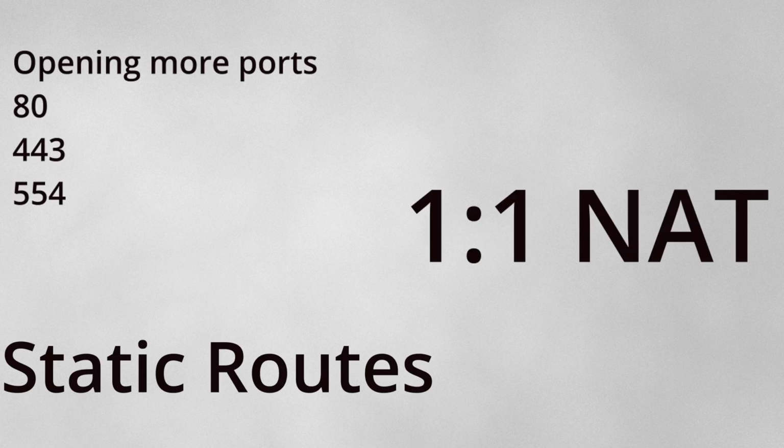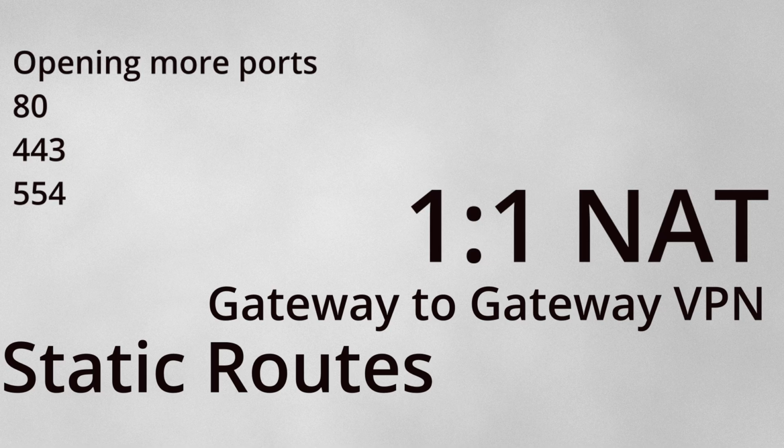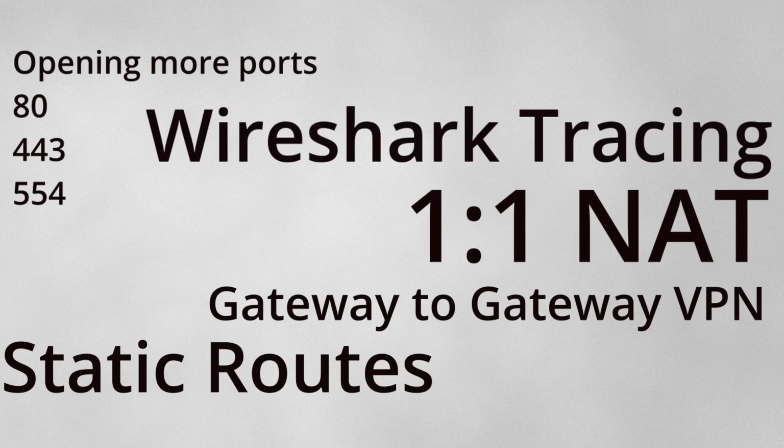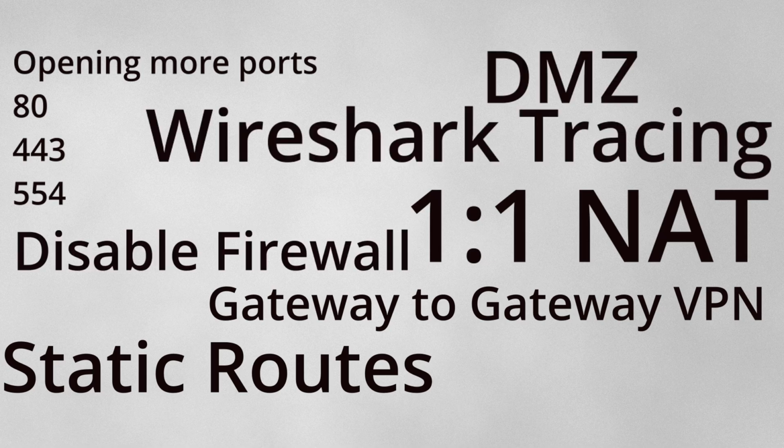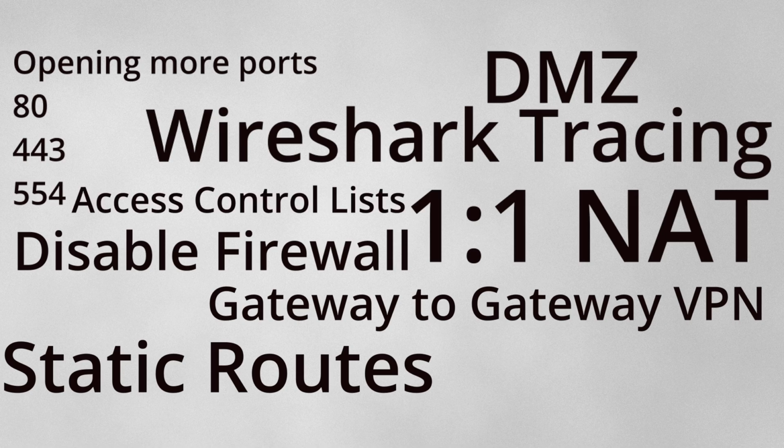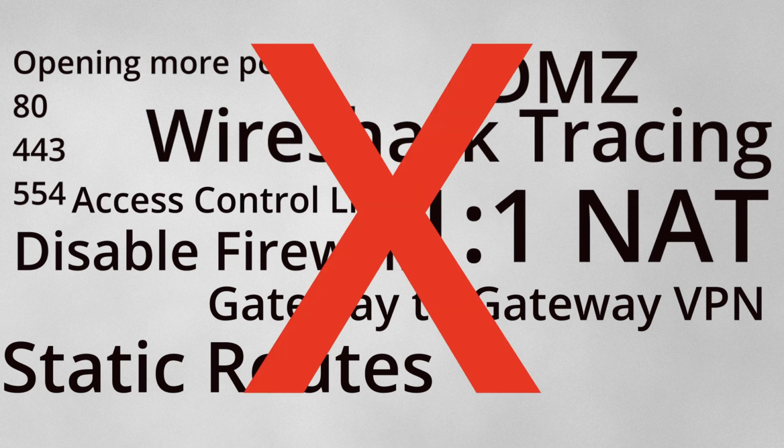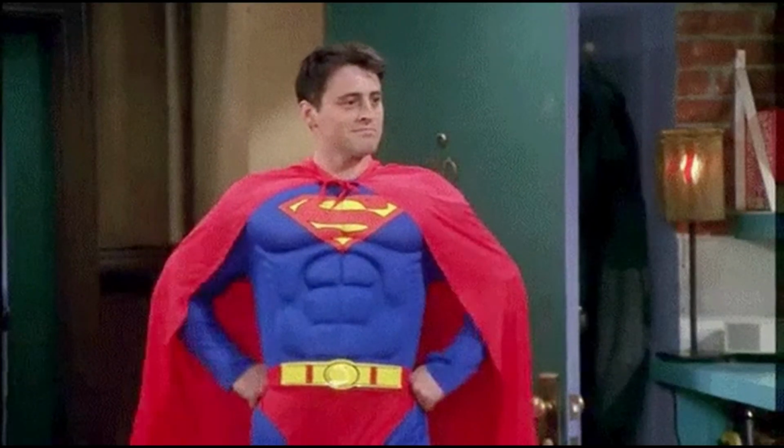We also tried to resolve this by trying out some other methods in the router, such as opening more port forwarding rules, one-to-one NAT, static routing, gateway-to-gateway VPN. We took Wireshark traces, disabled the firewalls, and even enabled the DMZ to the Control4 controller, but it just wasn't getting us the result we wanted. Yes, it was mildly frustrating, but we were not to be beaten.